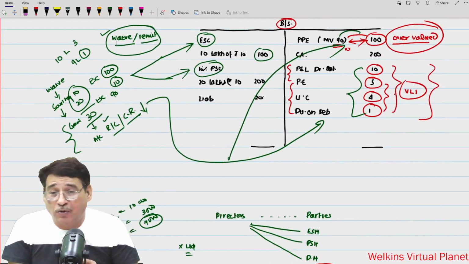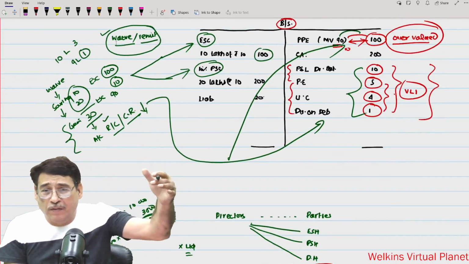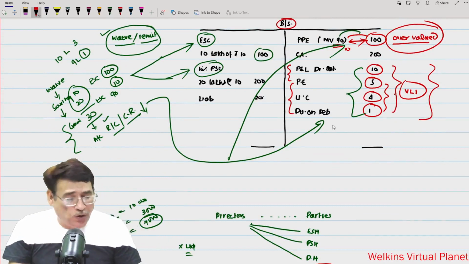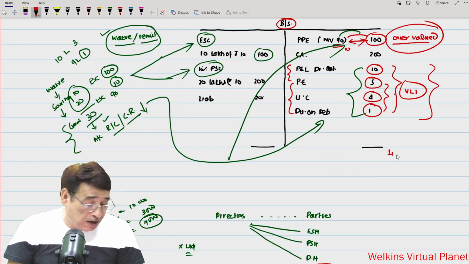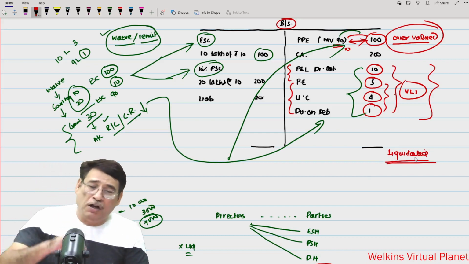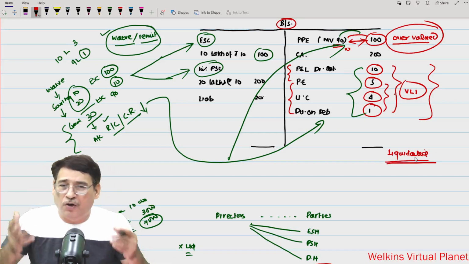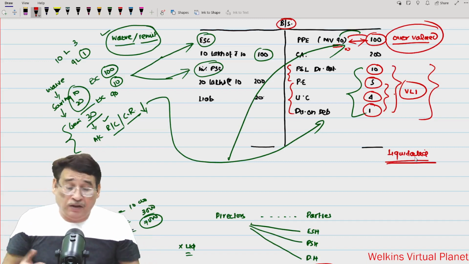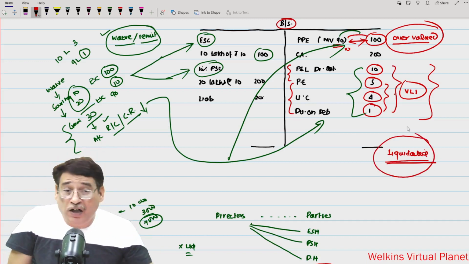When I told you about those scenarios: if a scheme of internal reconstruction cannot be adopted, then sooner or later, after some time, this company will get liquidated. This company is surely going to get liquidated. Are you getting my point or not? If the scheme of internal reconstruction cannot be adopted and implemented, then what will happen? This company sooner or later will get liquidated.